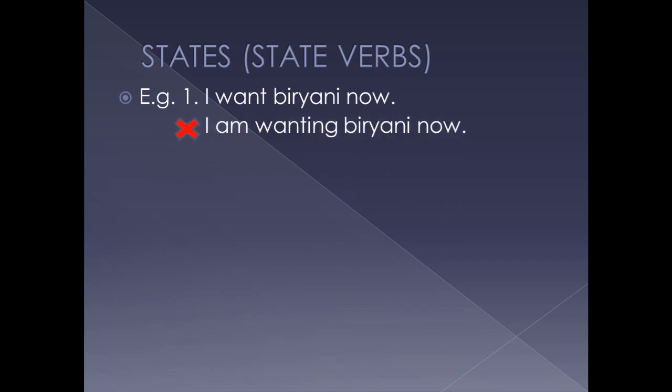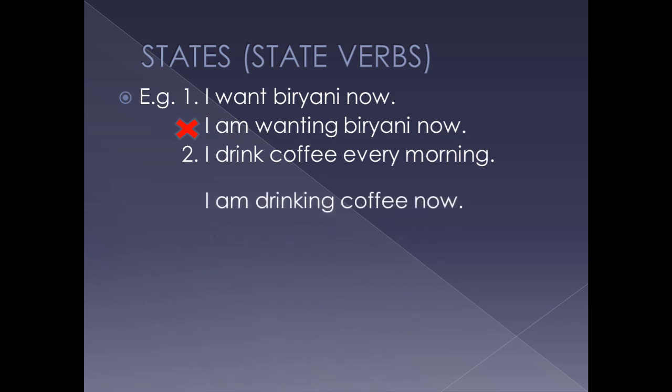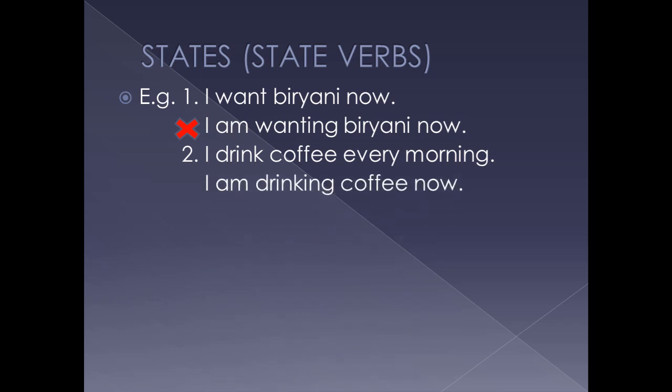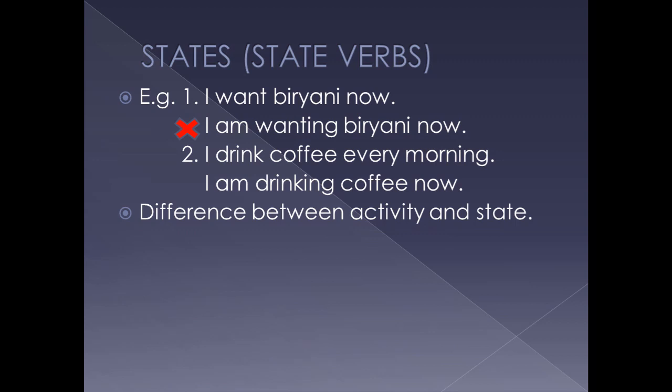See another example. I drink coffee every morning. But if I have coffee now, I could say I am drinking coffee now because it's happening now. Still, I cannot say I am wanting biryani now. Why? If you want to get the answer for this why, you need to know the difference between activity and state.